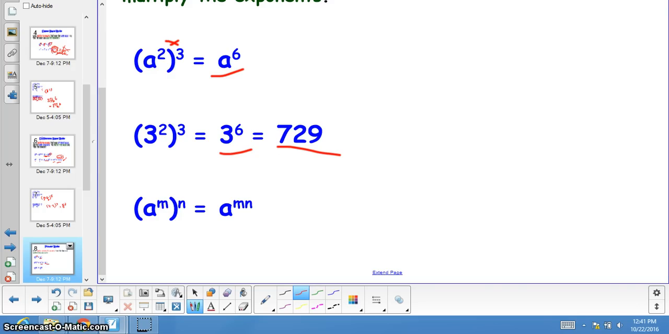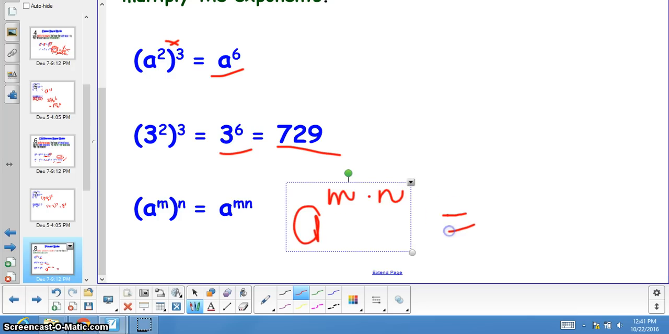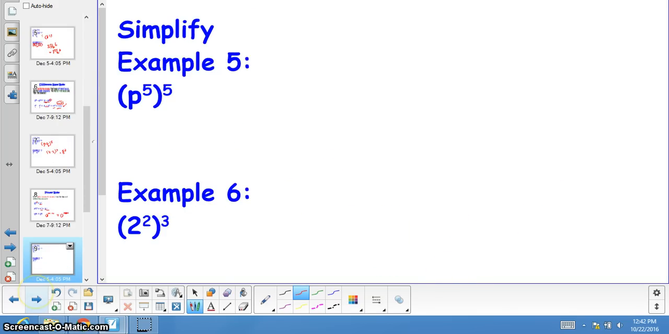A to the m, to the n power equals a to the m times n. Again, this is multiplication, and you can have it like that, but we are getting older. We know 2 variables side by side, the operation is multiplication. Continuing on, here are 2 more examples. Keep the base, multiply the exponent, because it's the power rule. These are raised to a power.